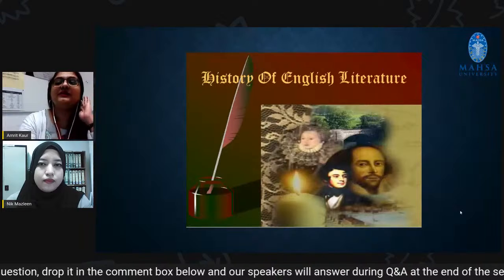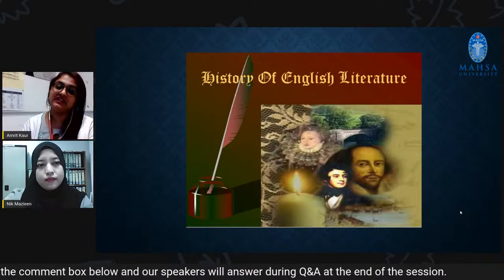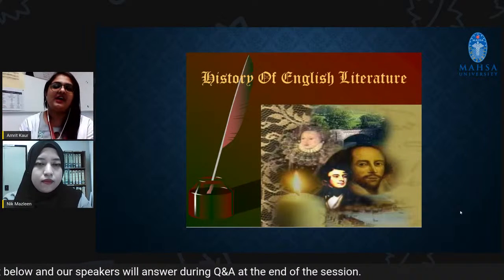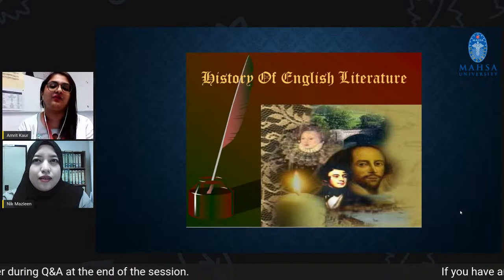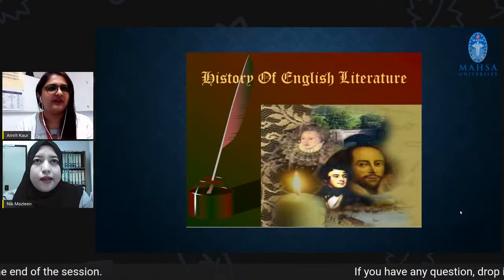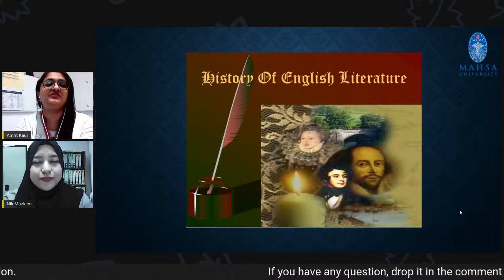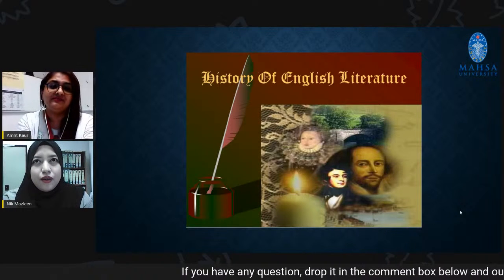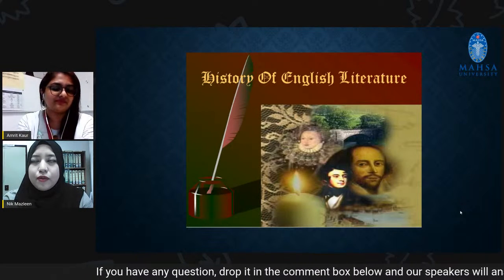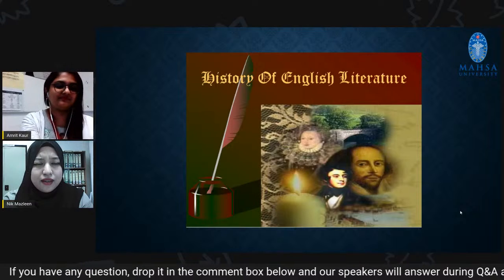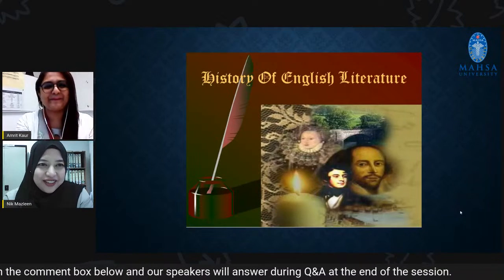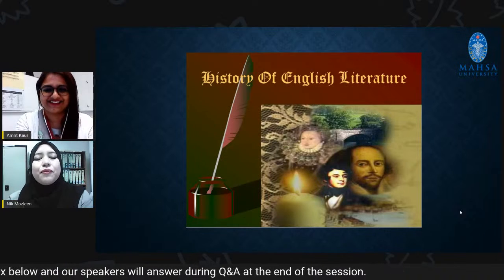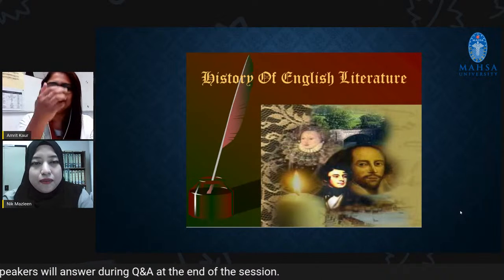Next, let's look at the history of English literature. Maslin, how many periods do you think we have for English literature? We have quite a number, right? I believe there will be 8 periods. Are you sure? Oh God, I really need to look back at my notes, but what I believe is there are 8 of them.